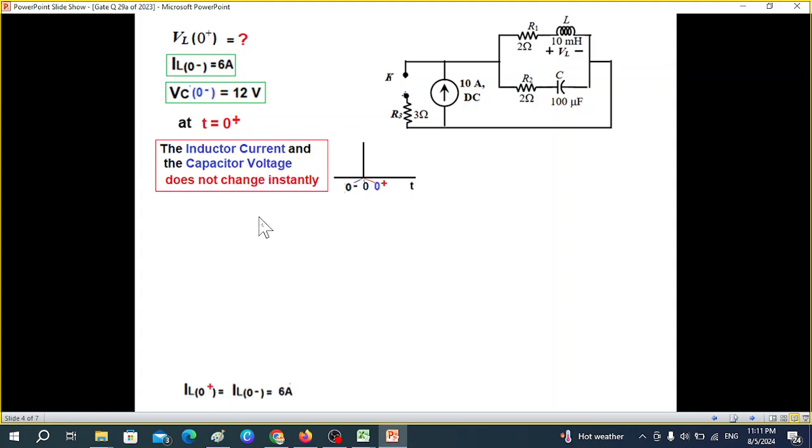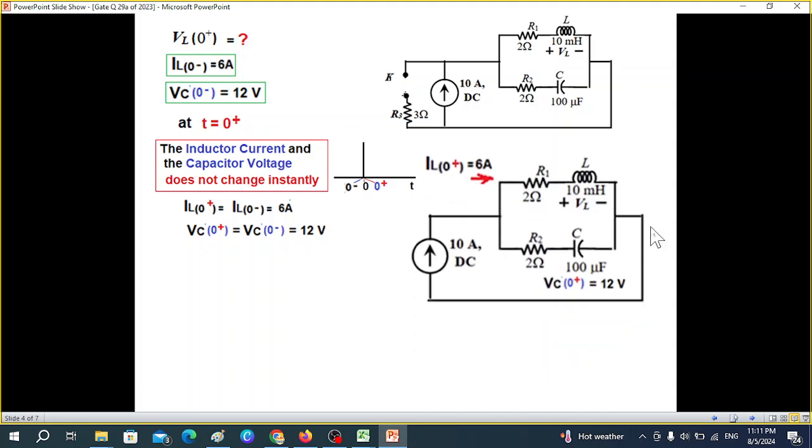So from here, we can write that IL(0+) is equal to IL(0-) is equal to 6 ampere. And similarly, VC(0+) will be VC(0-), which was 12 volt. So these two, for t greater than 0, we have found. And now we put them in the circuit. Now this, initially we had written IL(0-), now we're writing IL(0+). And similarly, this voltage is now VC(0+), 12 volt.